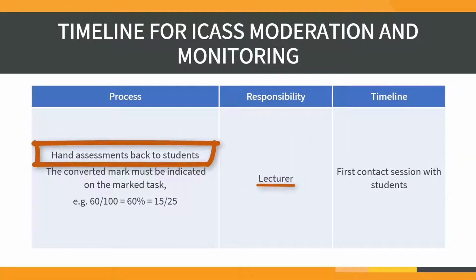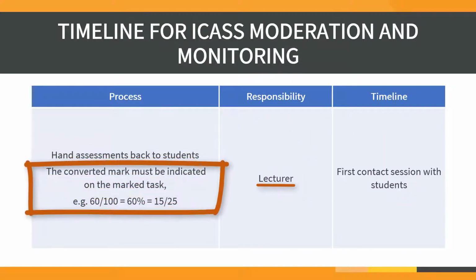Hand assessments back to the students. The converted mark must be indicated on the marked task. For example, 60 out of 100 is 60%, which is 15 out of 25.